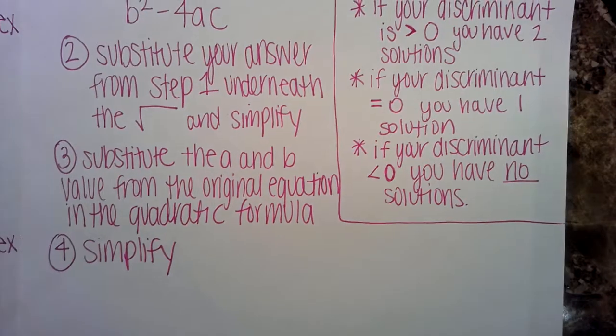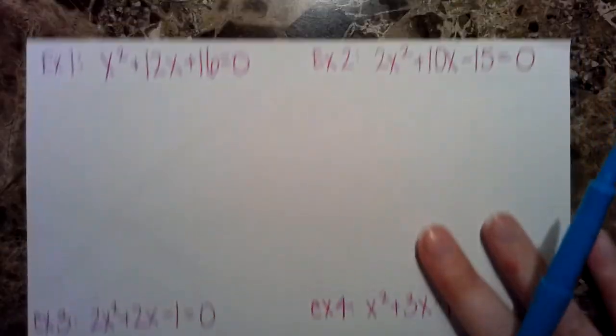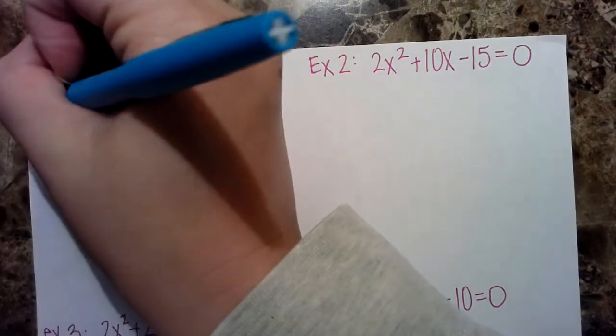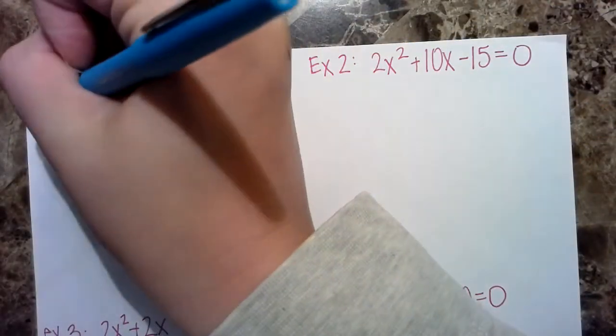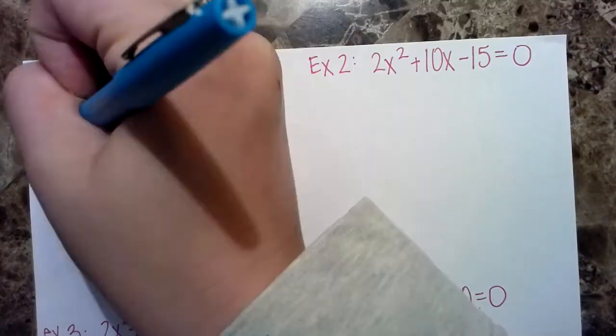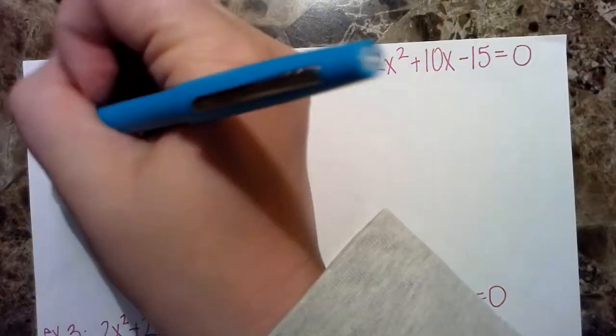Okay, so here's what I'm going to do. I'm going to first label. So A is 1, the B value is 12, and then the C value is 16.